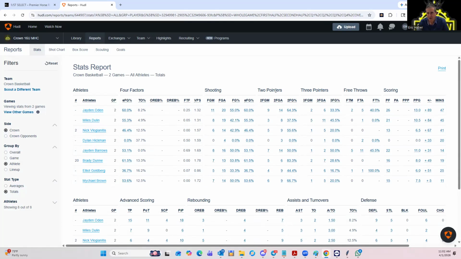Okay, why? Well, because 50% from 2 equates to an effective field goal percentage of 50%. Where if you want to get an effective field goal percentage of 50 just shooting threes, all you need is 33% because you multiply that by 1.5.